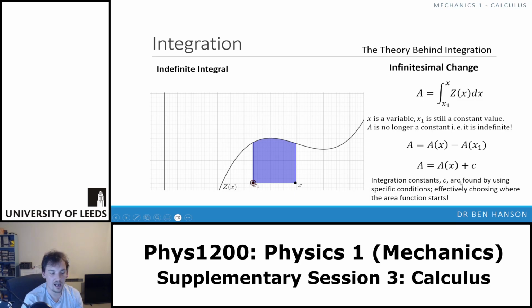Integration constants C are found by choosing specific conditions, effectively choosing where this area function starts. X is itself variable, so the area function changes. And if we want a definite integral, all we have to do is set that x to be a constant value, and it will give us the area under the curve between that point, and that's the definite integral.